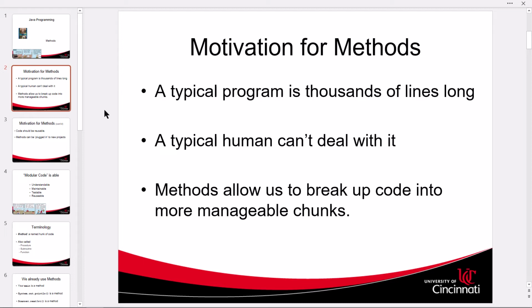We divide it up into parts and we assign those parts to different developers, different engineers, testers. And one way we divide it up at the development level is through methods. And we'll create a method that does one thing, one understandable thing, does it correctly and well, and then we'll use that as a component of a larger product.